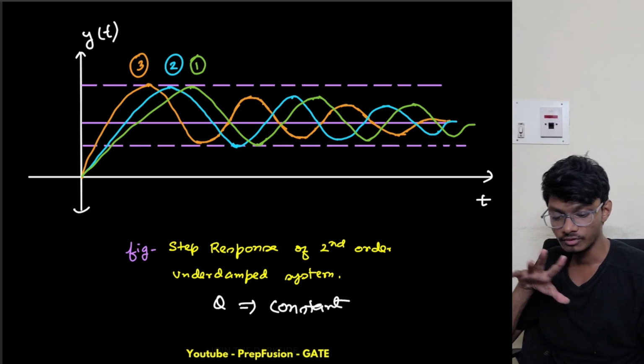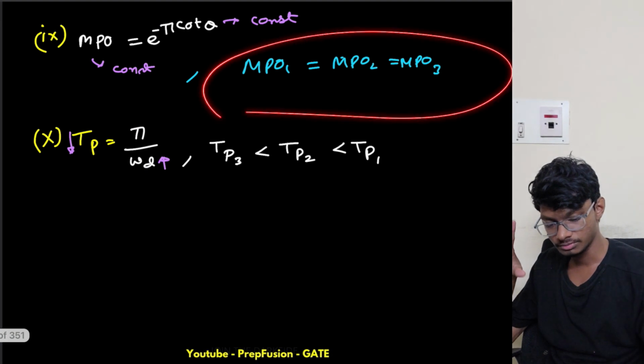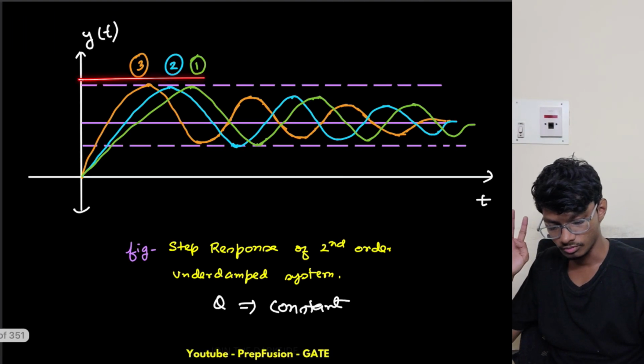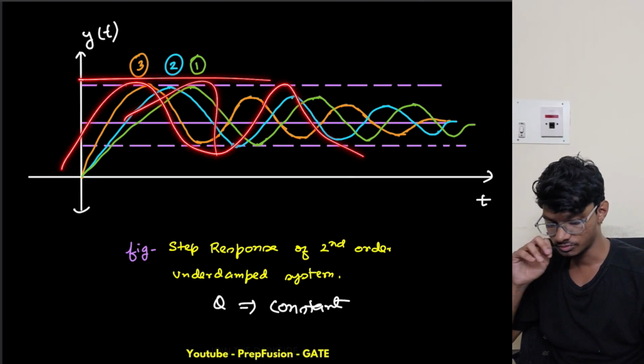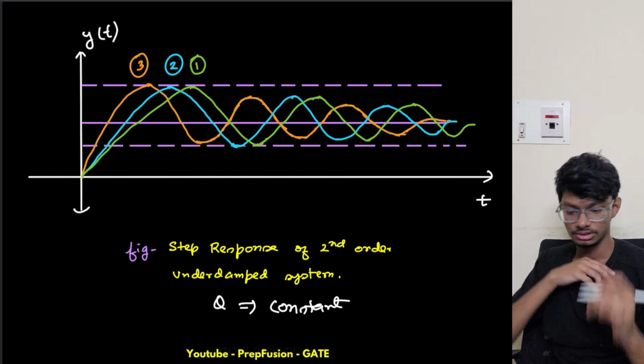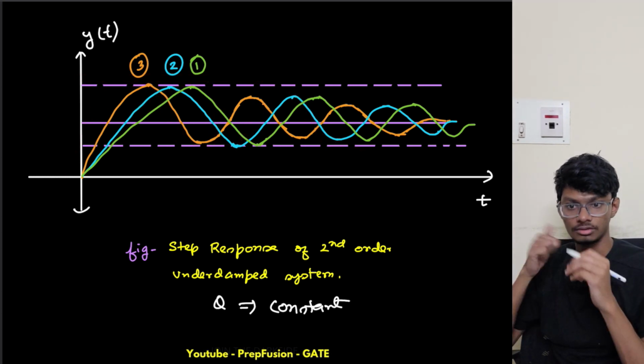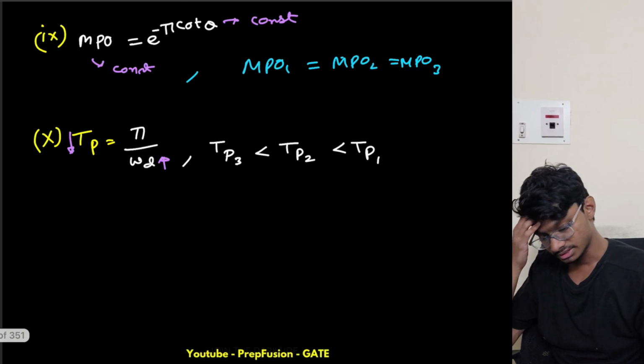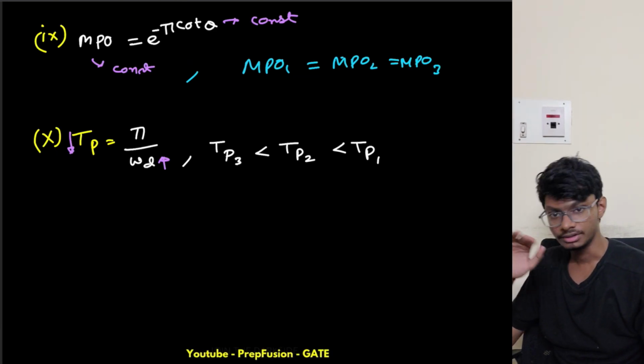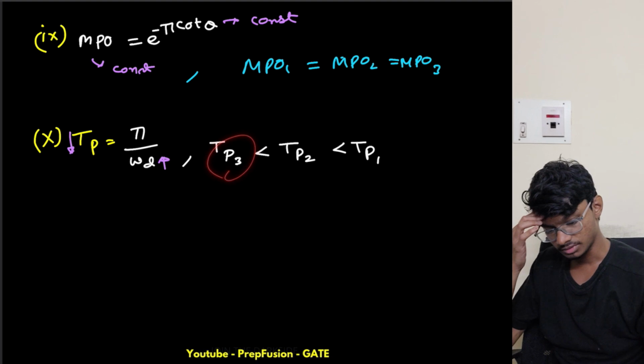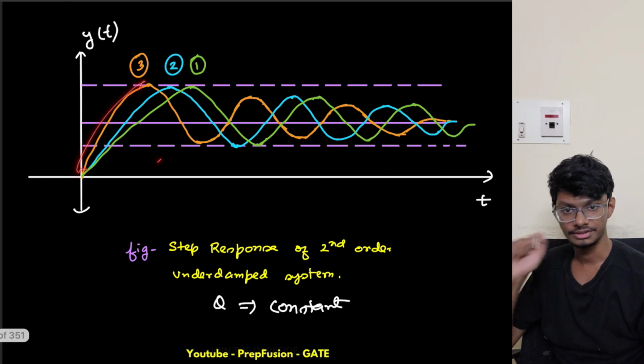Okay, so what are you noticing? The first thing I notice is my peak overshoots are the same, so my response will lie within a certain band only. Okay, what other thing do I see? The other thing that I see is that my peak time will reduce, right? So for the third system, I will have the least peak time. So the third system will reach peak early.